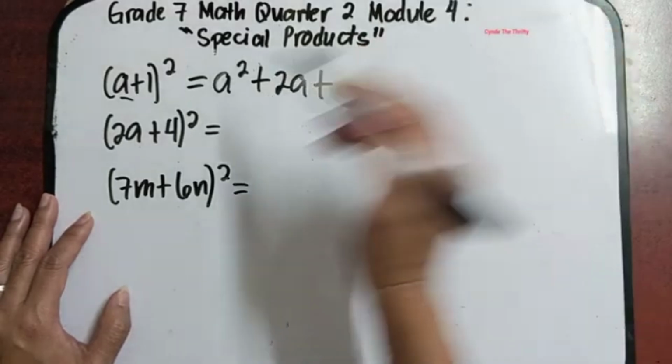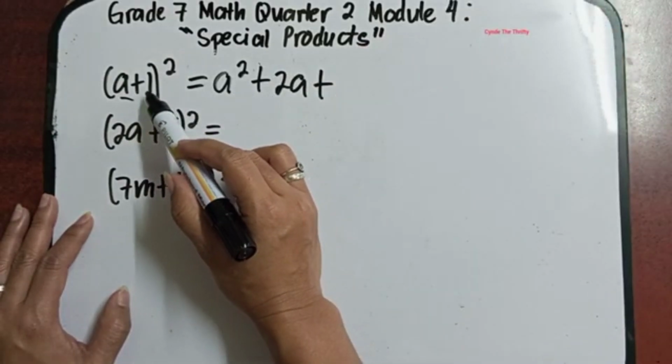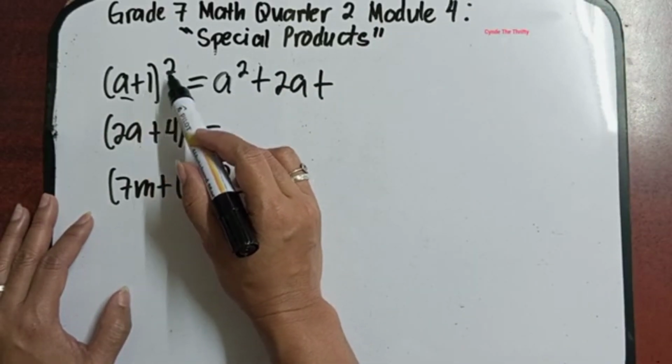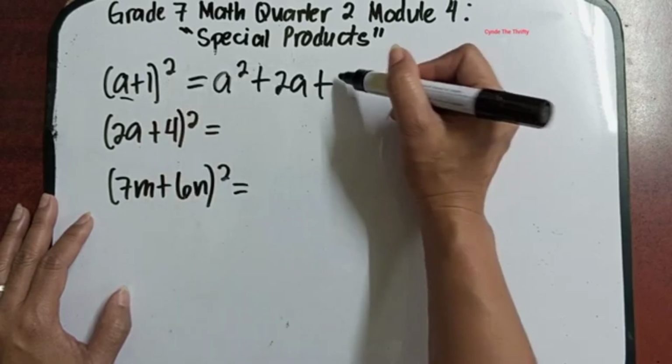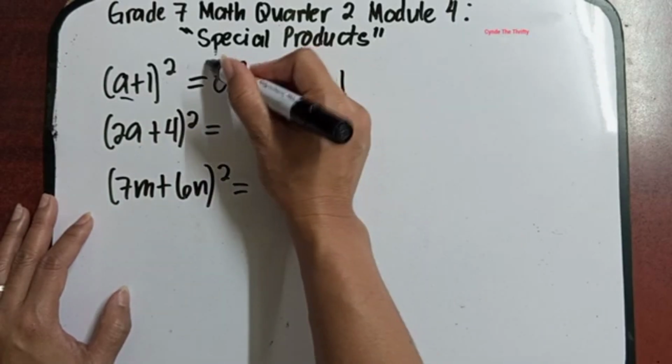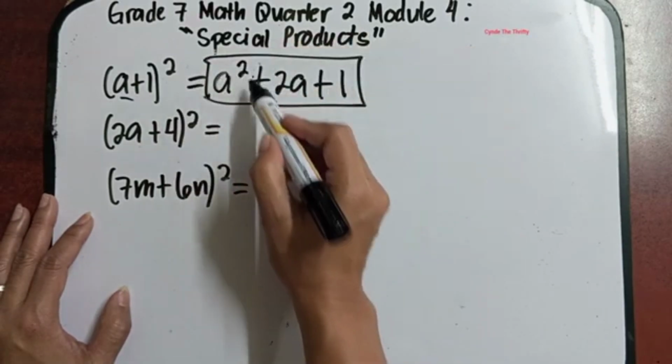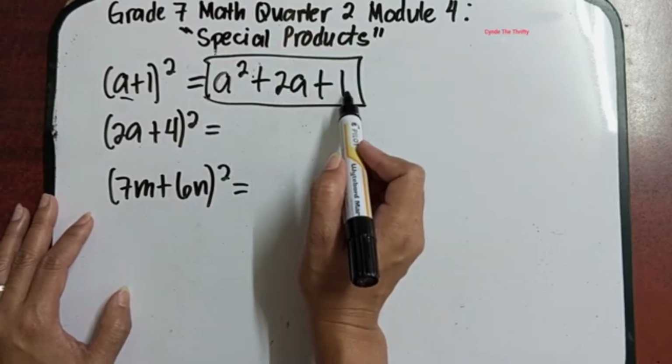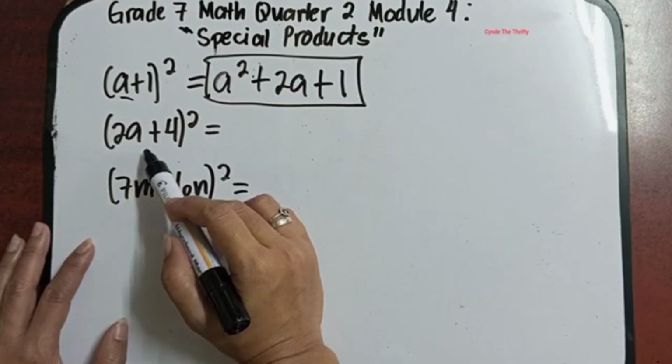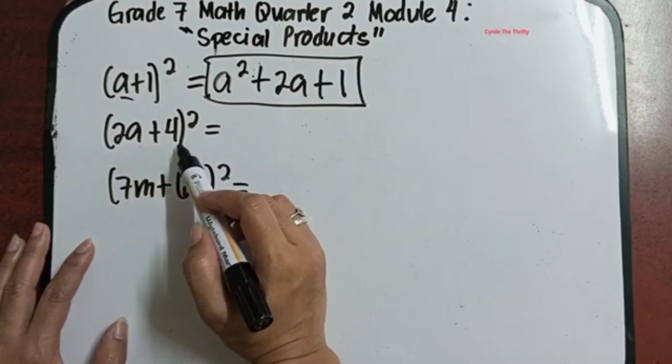Plus, i-square natin ang ating last term. Ang last term is 1. So, 1 squared meaning 1 times 1 equals 1. Okay, so ito na yung sagot natin kaagad. A squared plus 2a plus 1. Another example, 2a plus 4 squared.